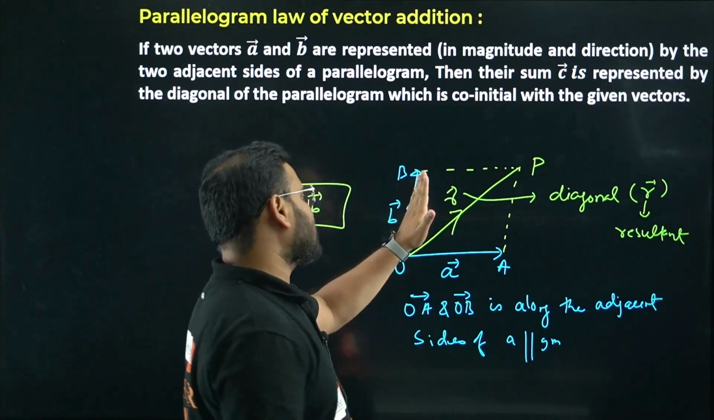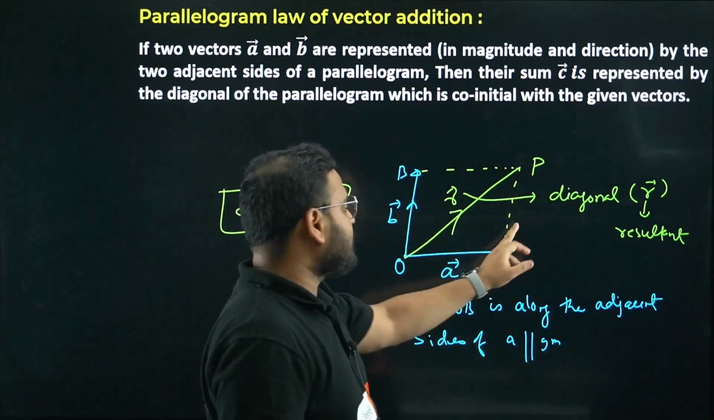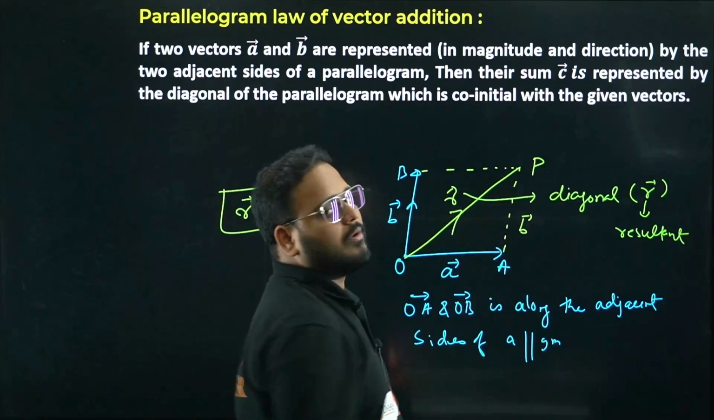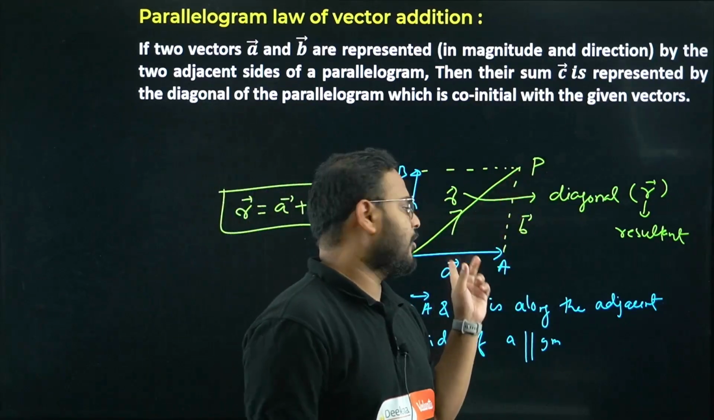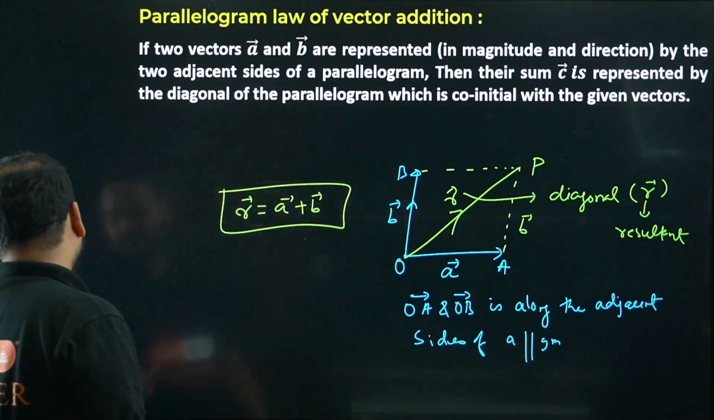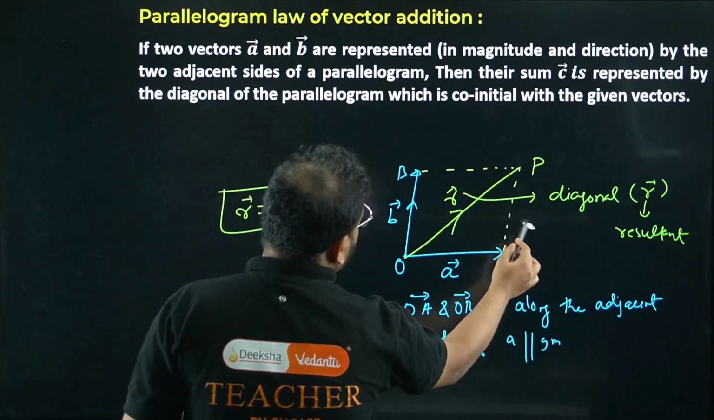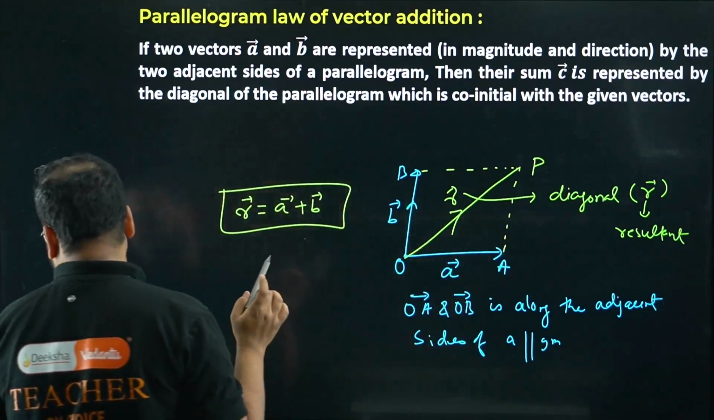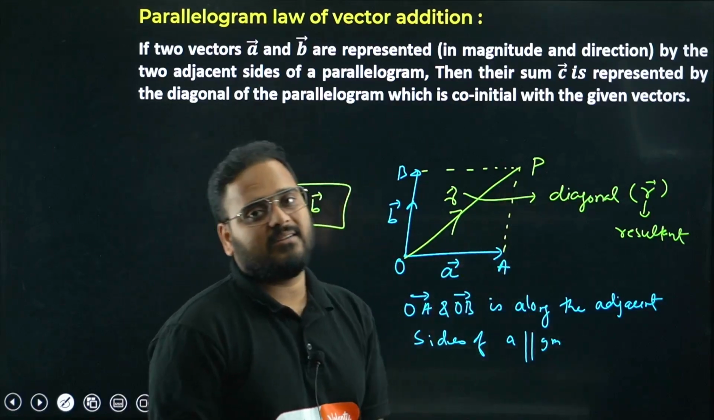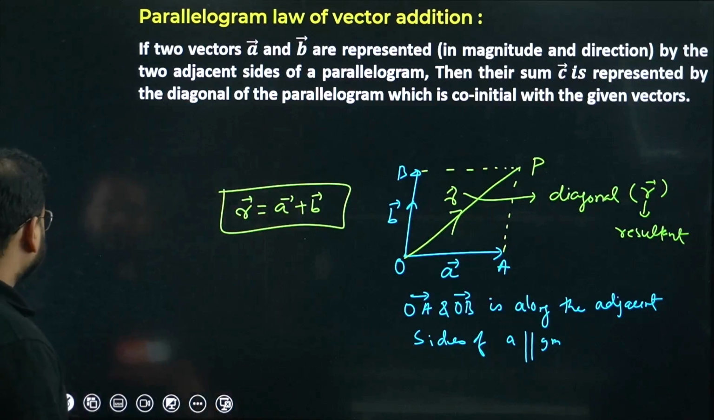Of course, sir. OB and AP are parallel vectors, so I can write this as B. Please check, again you can apply the triangle law. In triangle OAP, it will become A plus B equals vector R. But we are not using that. We are using directly the statement of the parallelogram rule: if the two given vectors are along the adjacent sides of any given parallelogram, then the diagonal will be your resultant. Please have a look. Okay, done.